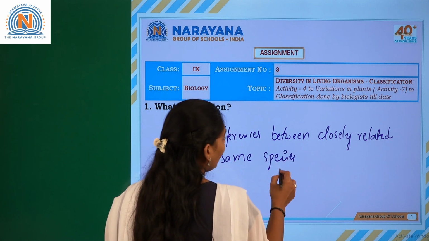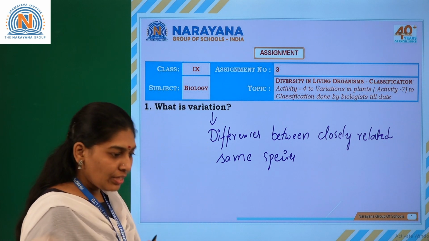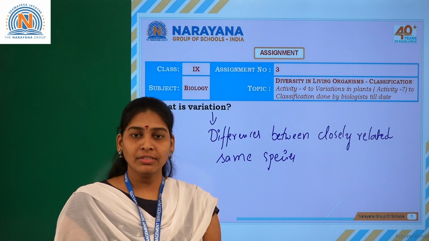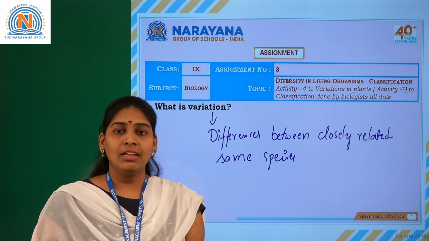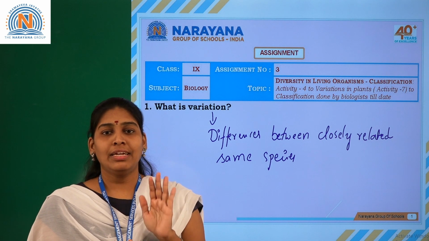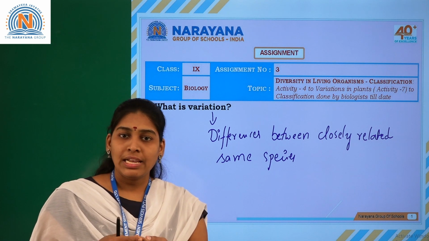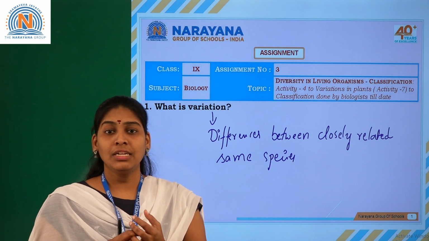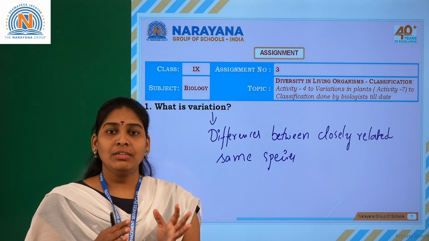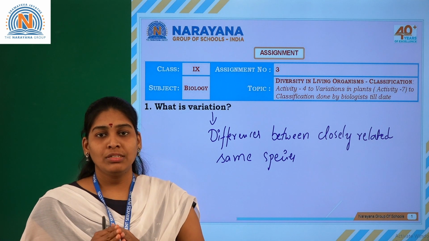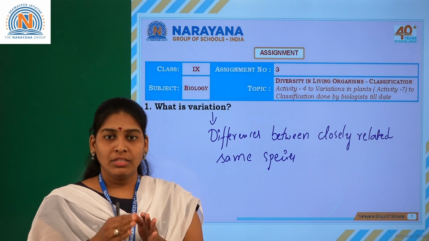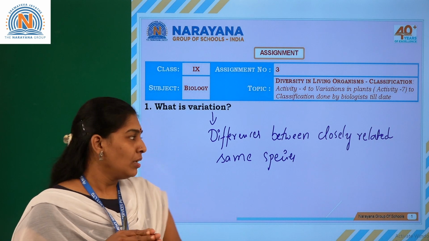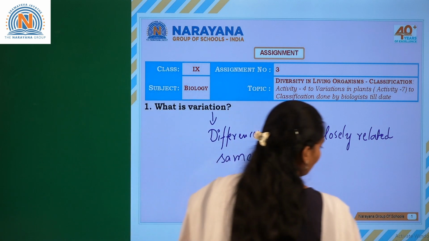So we can take the example of human beings, for example, external characters like skin color or else palm length and width or forefinger length, height, weight. All these are the external characters which we can see different from one organism to the other organisms, in the sense all human beings. So let us go for the next question.